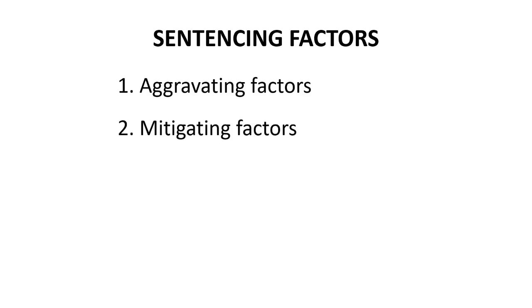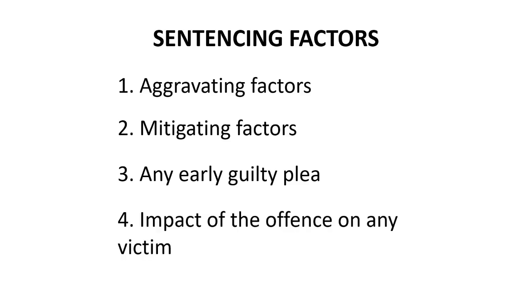On this slide, I will set out the 4 main factors that a magistrate or a judge must consider in sentencing an accused person who has either pleaded guilty or who has pleaded not guilty but is subsequently found to be guilty. These factors, which are set out in the Sentencing Act 1991 of Victoria, are as follows. First, aggravating factors. Second, mitigating factors. Third, any early guilty plea. And fourth, the impact of the offence on any victim.